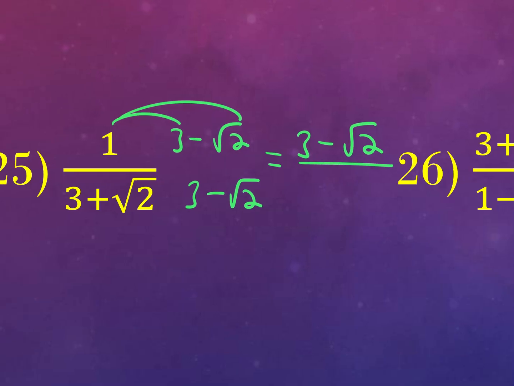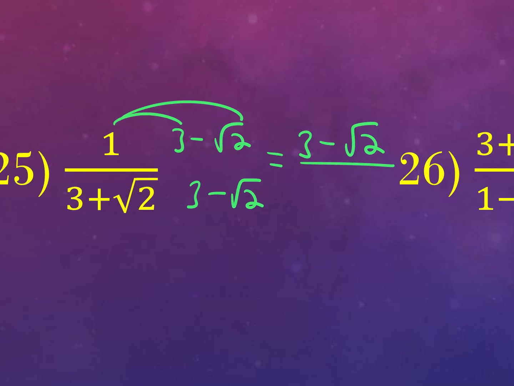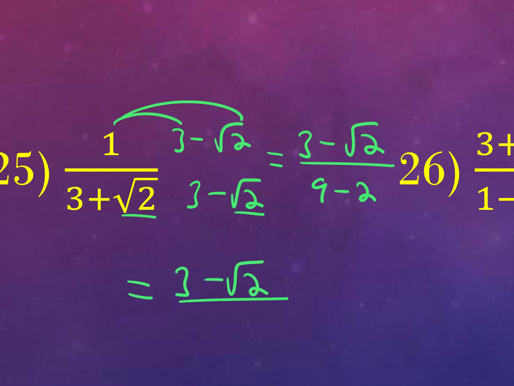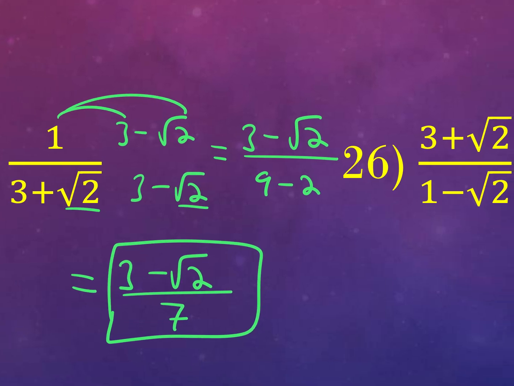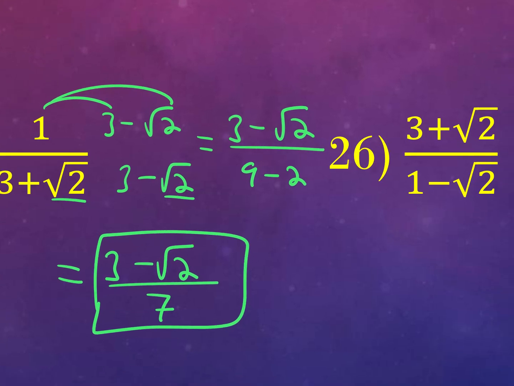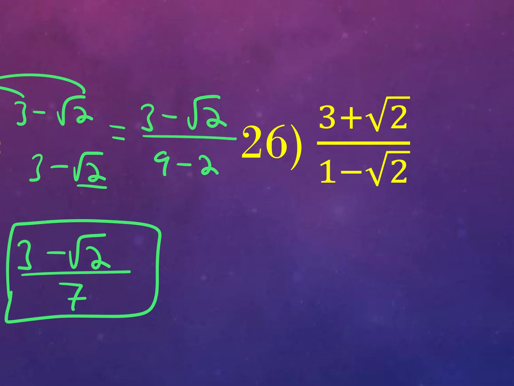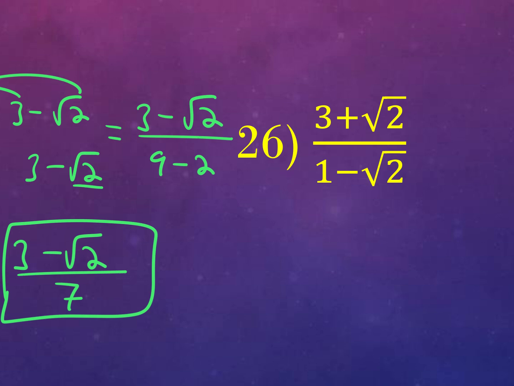What does the bottom become after doing your shortcut? What's that first number squared? 9. Minus, what's the second number squared? 2, right? And what's 9 minus 2? 7. So we get 3 minus the square root of 2 over 7. And we get that as our final answer. And that's perfectly fine the way it is because there's no more radical on the bottom. All right, we'll do the same exact thing with the next one.